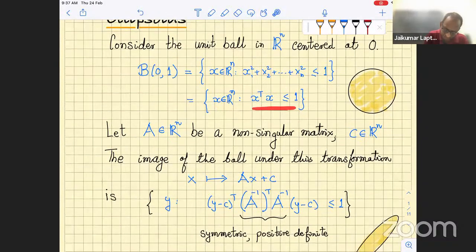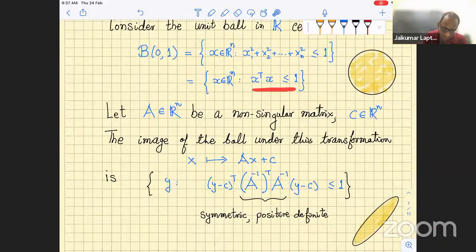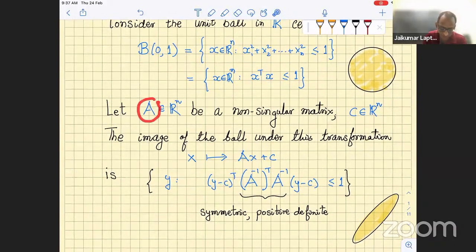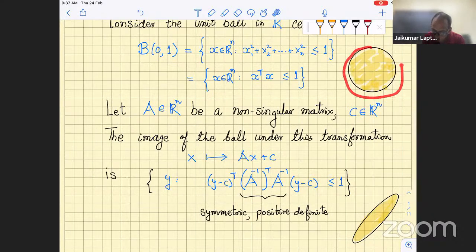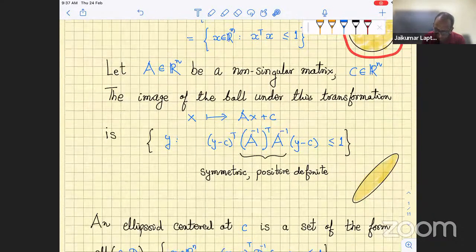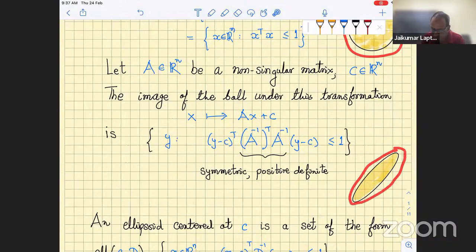Now, this is what we discussed last time. Suppose we have a linear transformation A, which is non-singular, which takes our original space and deforms it into a slightly different space. Then what happens to this ball? Now, this ball turns into something like this.